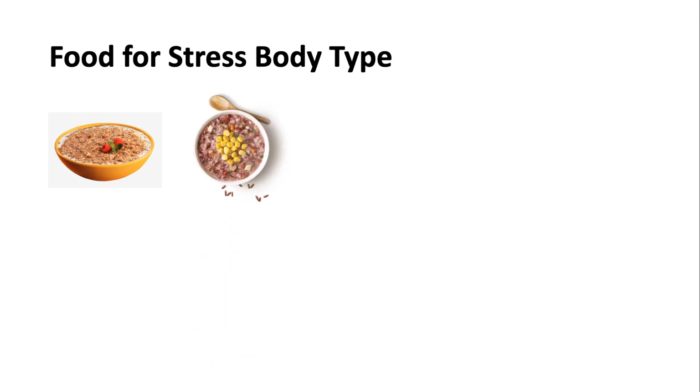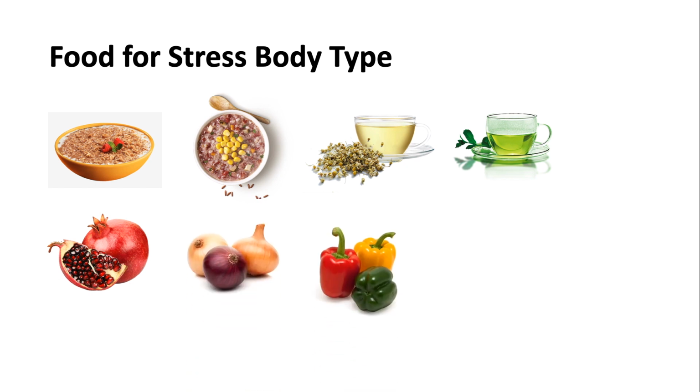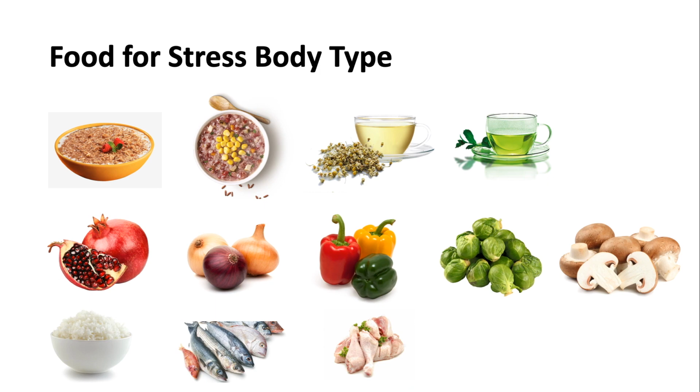So try taking warm foods, comfort foods like a bowl of warm oatmeal or brown rice porridge to boost your levels of serotonin and calm your brain. Other foods can cut levels of your cortisol and adrenaline, such as chamomile tea, green tea, and pomegranate juice. Vegetables commonly found in Chinese cuisine will be onion, pepper, sprouts, and mushrooms. Try to go for rice, fish, and poultry for the stress type.